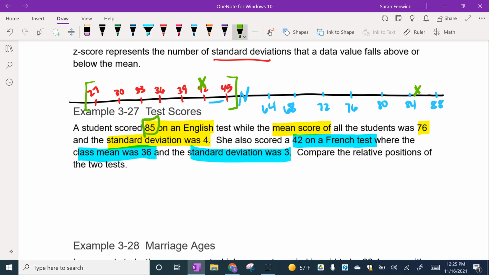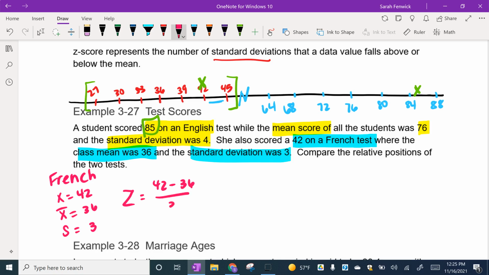So what we did was we found our z-score for the French test, because that's the one that was on this end of the number line. The actual score was a 42, the mean X bar was a 36, and the standard deviation was 3. So z equals 42 minus 36 divided by 3, which is 2.